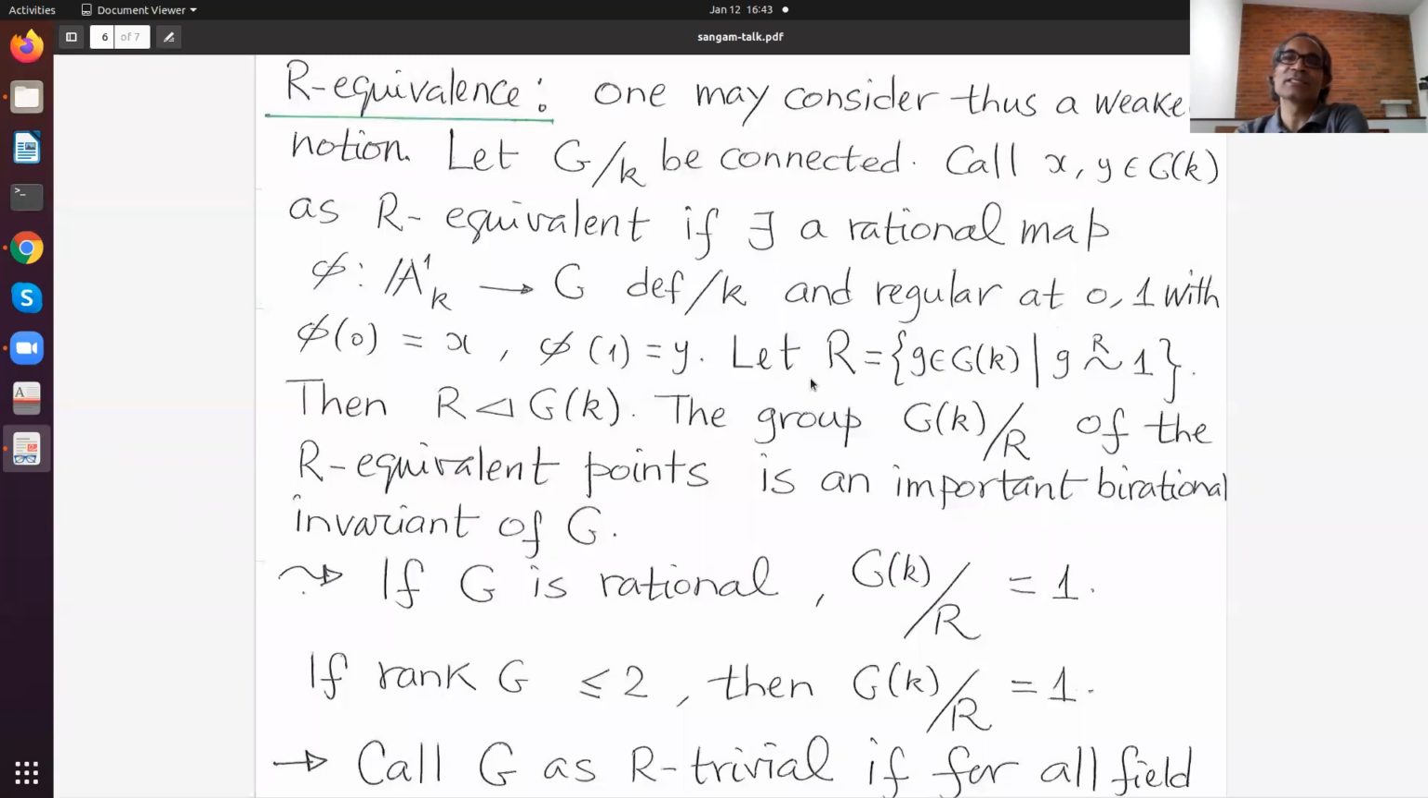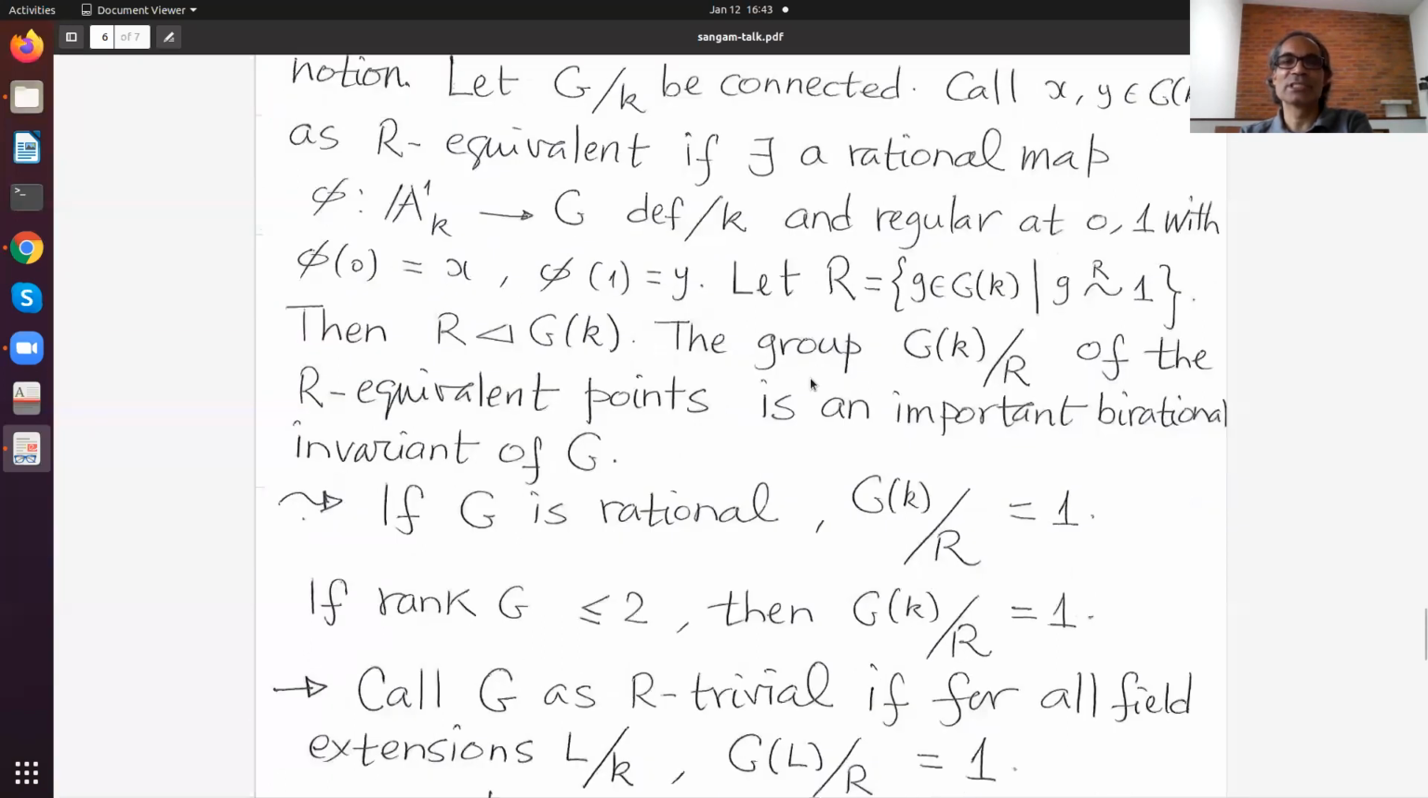So let's take R to be the set of all elements which can be joined to the identity element. Then one can show with some effort that this is a normal subgroup of G(K). And look at the quotient group. The quotient group is in bijection with the set of equivalence classes, since this is an equivalence relation, so you'll get a set of equivalence classes that is in a natural bijection with this quotient group.